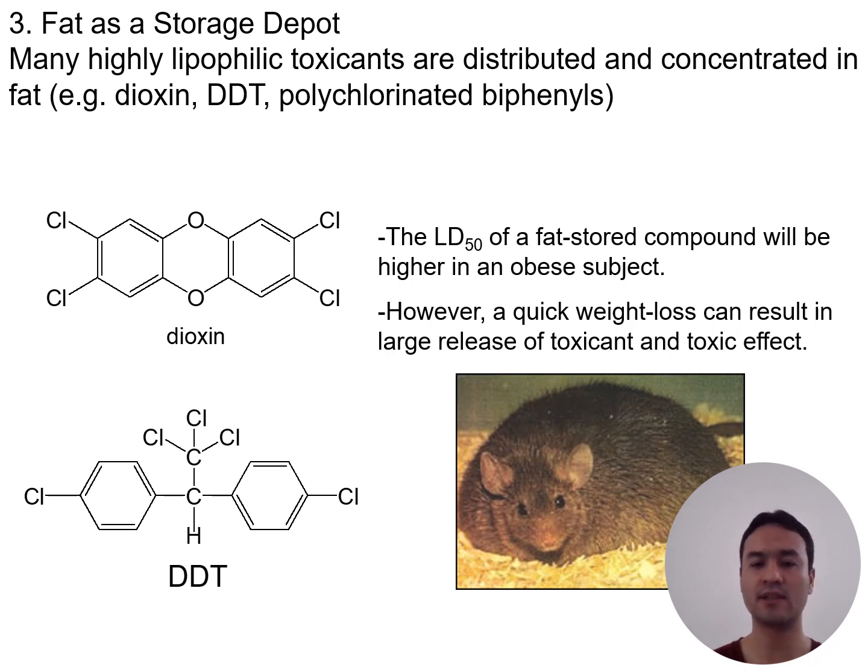polychlorinated biphenyls. Okay, it says here the LD50 of fat-stored compounds will be higher in obese subjects. Okay, means that obese people have higher resistance towards these chemicals because they can be stored first in this fat tissue. However, a quick weight loss can result in large release of toxicant and toxic effect. Especially if you lose weight very much in a few days, it can release a lot of these toxic chemicals at once, and can cause some kind of adverse effect in the body.